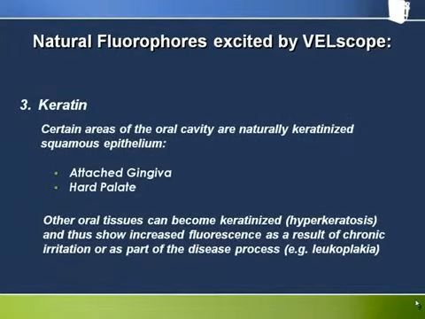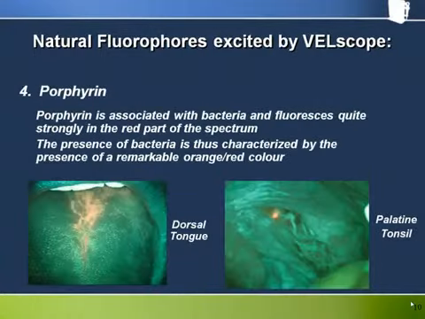Keratin is a structural protein that fluoresces when excited by blue light. Certain areas of the oral cavity are naturally keratinized squamous epithelium, for example the attached gingiva and hard palate. Other oral tissues can become keratinized, or hyperkeratosis, and thus show increased fluorescence as a result of chronic irritation, or as part of the disease process, for example in leukoplakia. All other things being equal, this keratin layer, if thick enough, can show up quite brightly under Velscope.